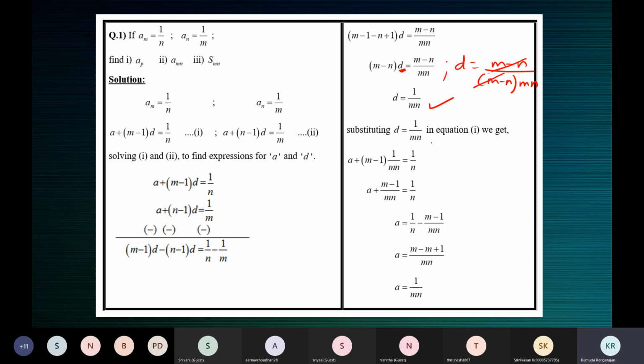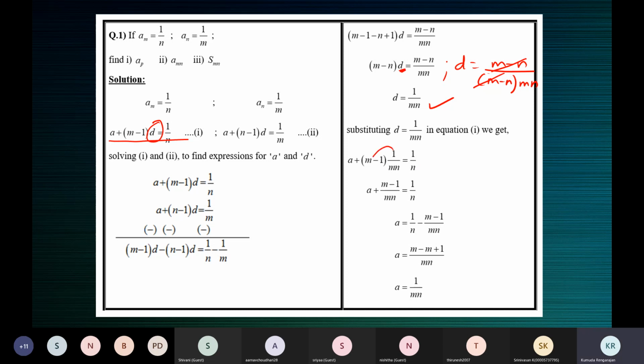Substituting d is equal to 1 by mn in equation 1, we get, this is equation 1. Instead of d, we are going to say 1 by mn. Because that's what we do, right? Once you get the value of one unknown, here d, we got the expression for d. Now we'll have to substitute and get the expression for a. So we take up the first equation. a plus m minus 1 into d. d is 1 by mn is equal to 1 by n.